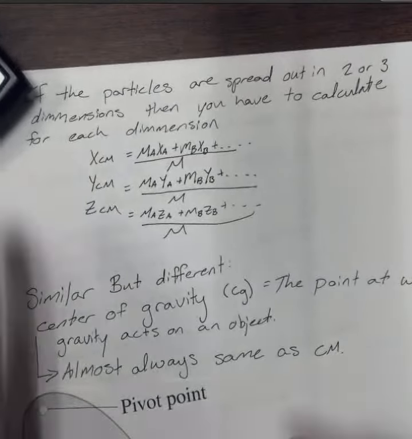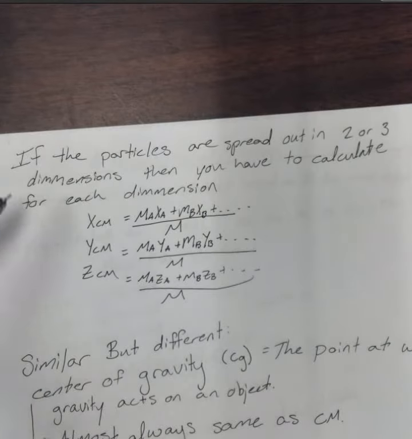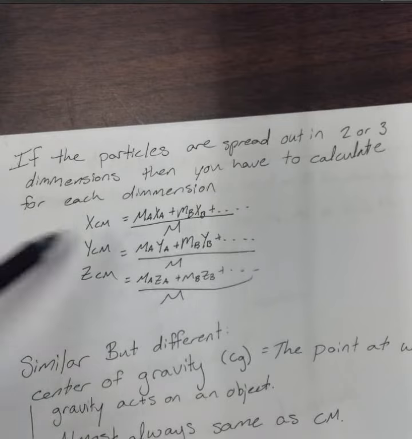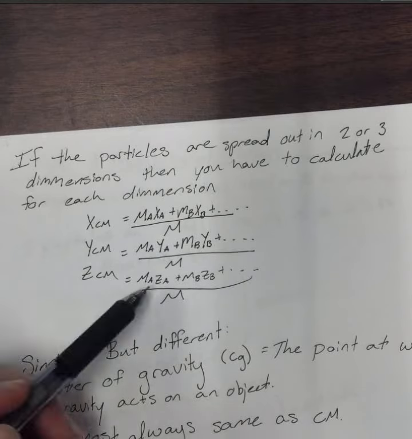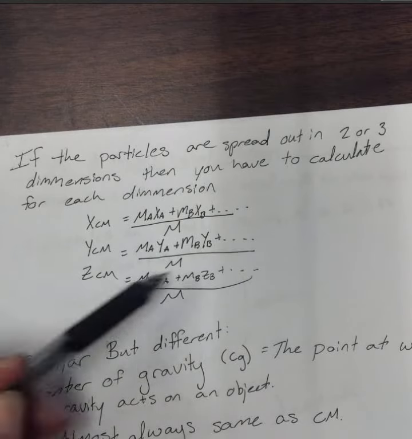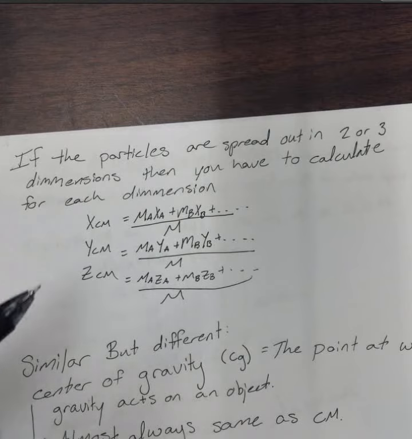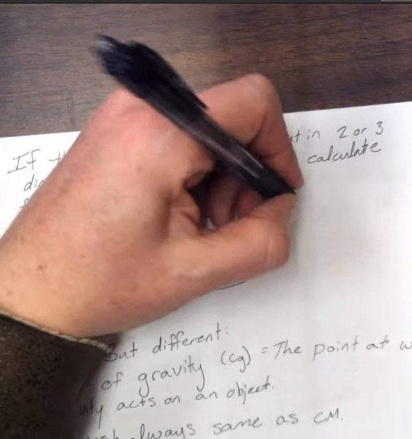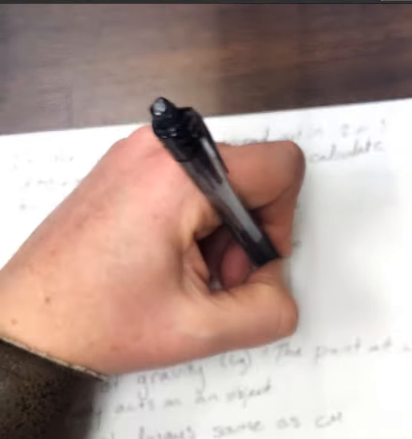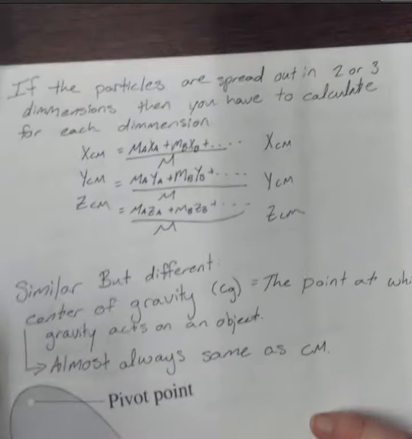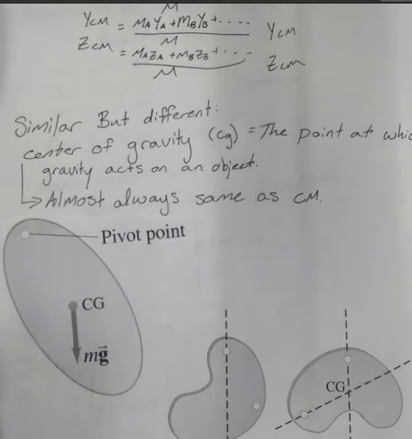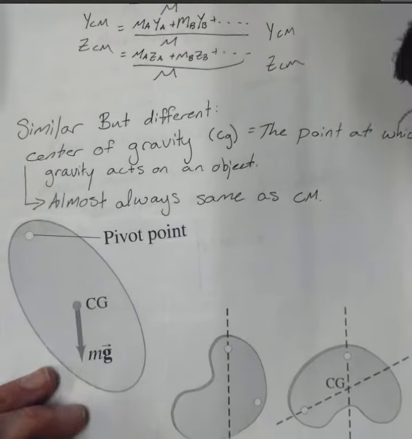So here's what that would look like. If the particles are spread out in 2 or 3 dimensions, then the mass stays the mass the whole time. You'll have to figure out a reference point in the x direction, a reference point in the y direction, and if you have it, a reference point in the z direction, and all of your measurements should be taken from that reference point. You would be able to determine xcm, ycm, and zcm, and you should be able to plot it, and then you would know the center of mass.